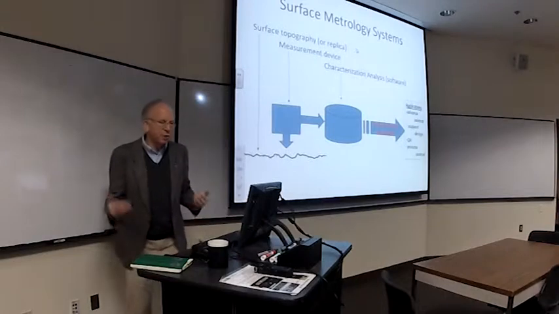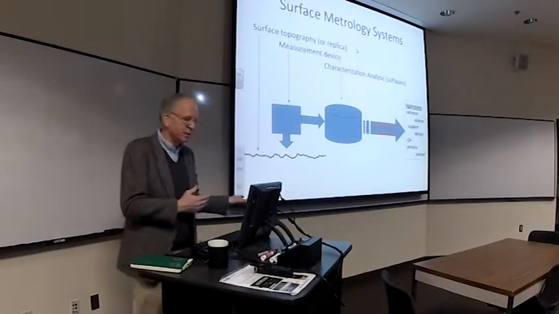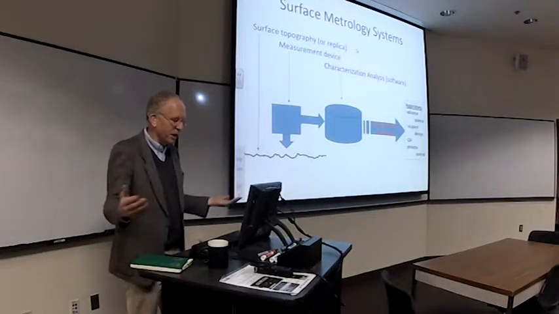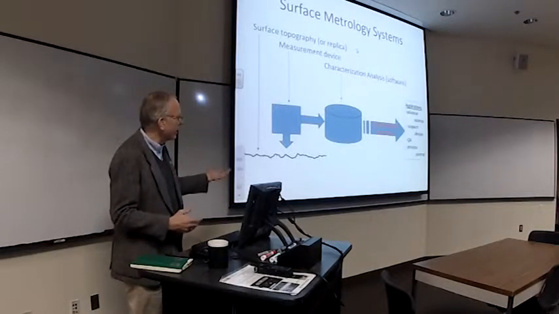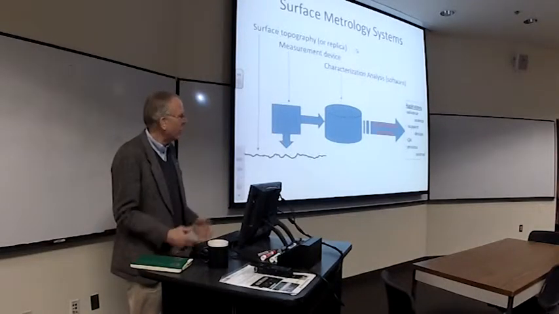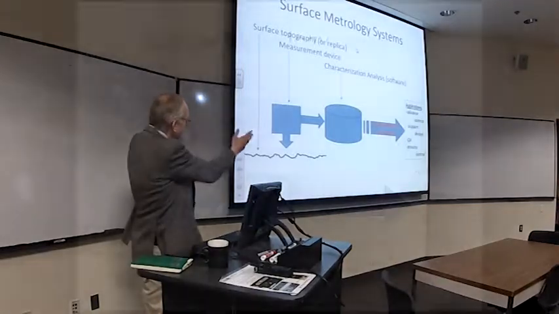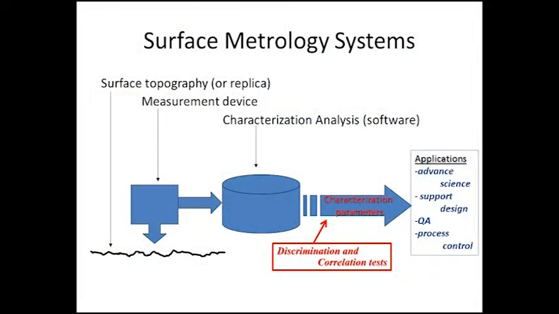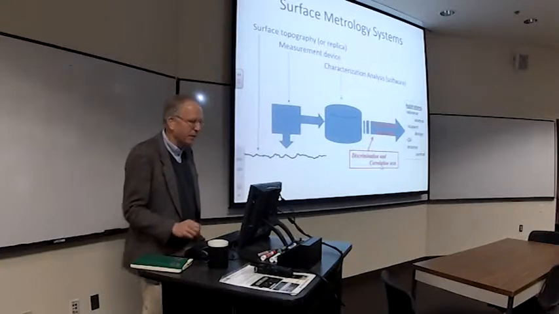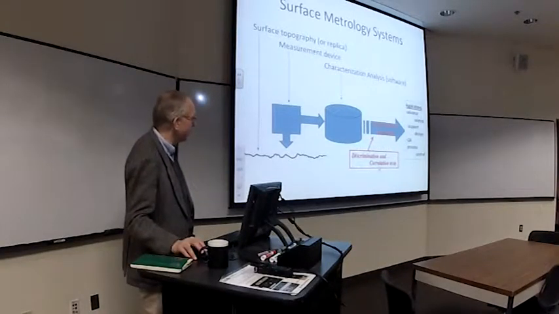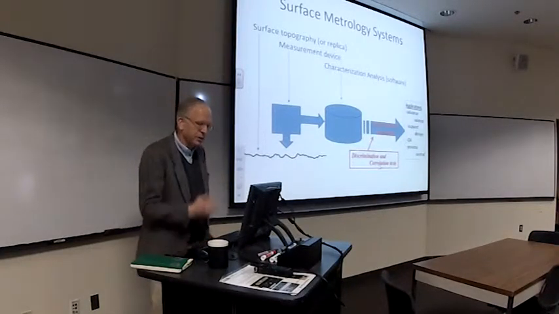And the point here is we want to advance science, support engineering design, both processes and products, and support quality assurance and process control. Those are all the things that make this a valuable process. So at the root of this is developing characterization parameters that have some power of discrimination so I can tell surfaces apart that perform differently or are made differently, and are capable of finding correlations. And that's what we're looking at today, an exciting correlation that we just found.